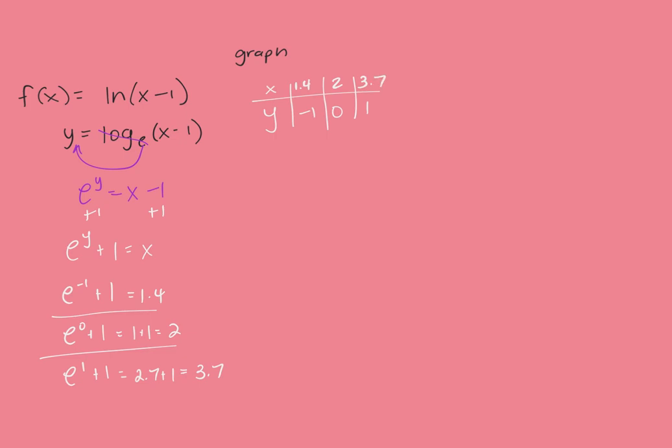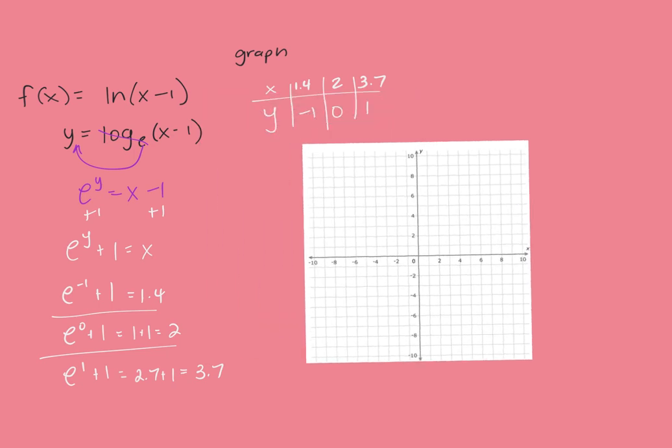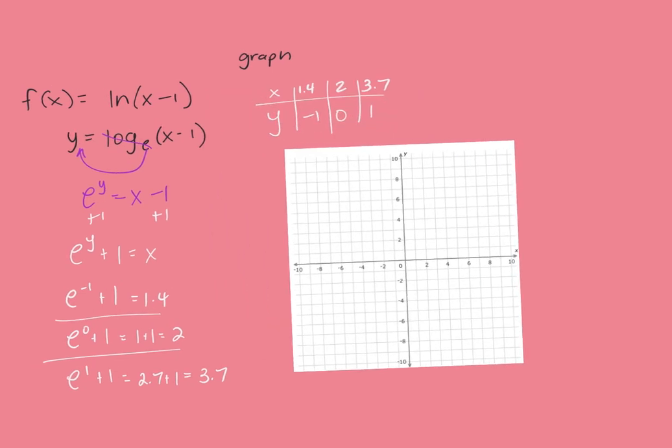You want to pull in a coordinate grid. So (1, 4, -1) is here, (2, 0) is here, and (3, 1) would be here. With logs, we have vertical asymptotes, and the vertical asymptote comes from the parentheses here. If I set that equal to 0, I get x equals 1. That means I have a vertical asymptote at 1, and then my curve goes along the asymptote up and to the right like that.